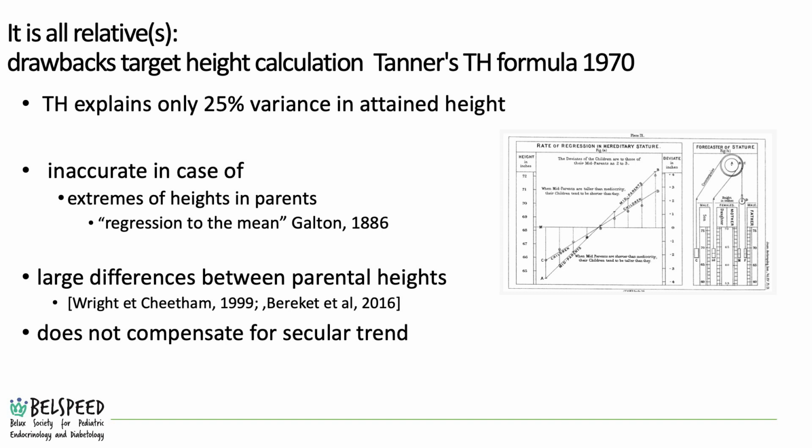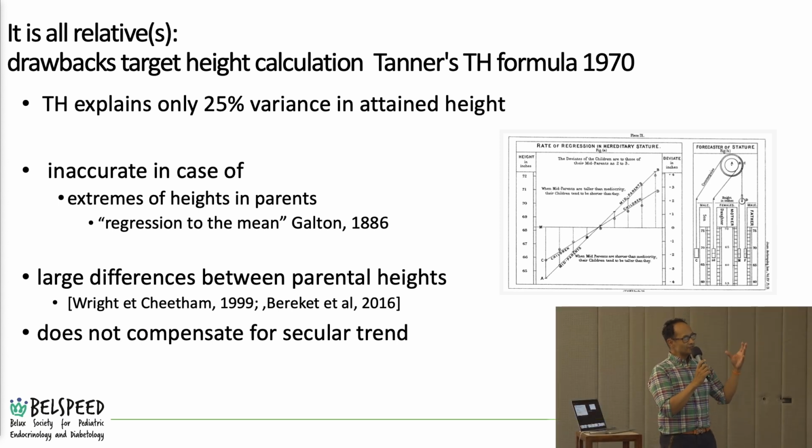But it's all relative. As you can see, there are some drawbacks to this height calculation, which was already pointed out in 1997 by Tanner. It only explains 25% of the variance in the attained height. And it's also inaccurate when there are extreme heights of parents. We all know from daily practice, if the father is 190 and the mother is 160, you can throw your target height calculation out of the window, because it's not useful.